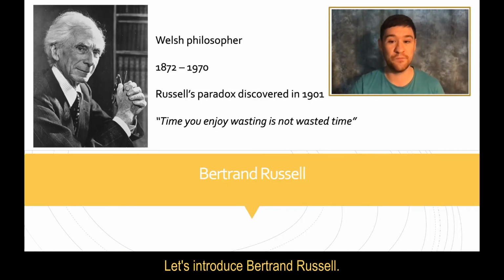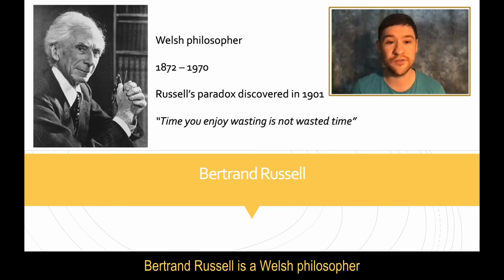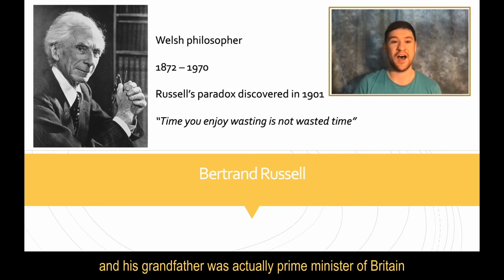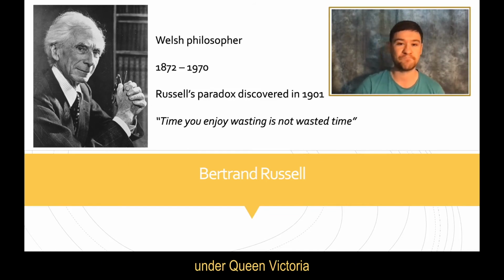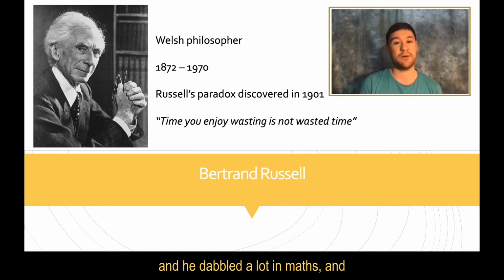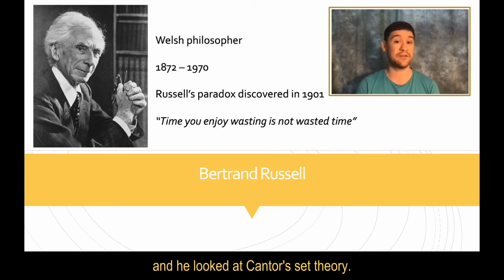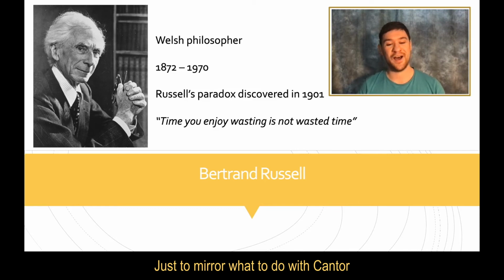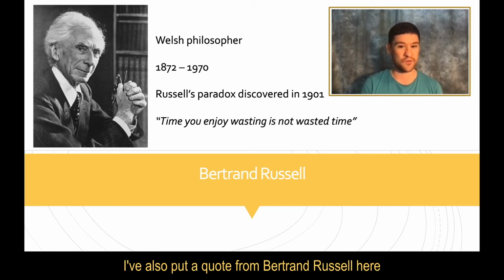Let's introduce Bertrand Russell. Bertrand Russell is a Welsh philosopher. He was an aristocrat. His grandfather was actually Prime Minister of Britain under Queen Victoria. And he, as a philosopher, thought deeply about things and dabbled a lot in maths, and he looked at Cantor's set theory.